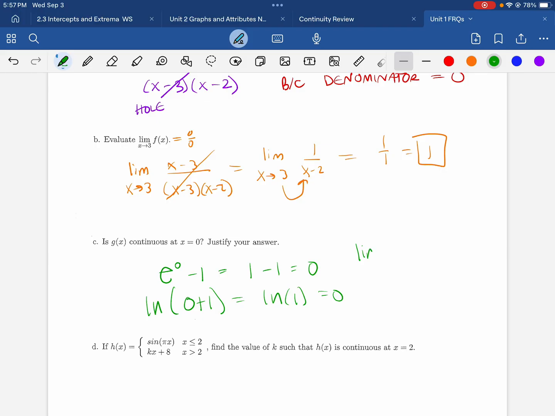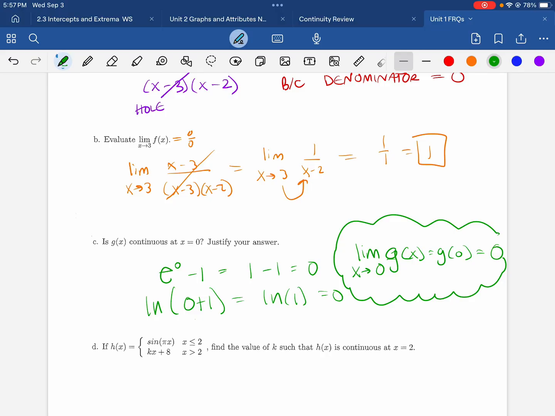Now don't forget that statement. To prove continuity, the limit as x approaches 0, oops, not f of x, g of x, equals g of 0, which equals 0. So this is what you have to show to justify your answer. And then, of course, make sure you answer your question, yes, it is continuous.